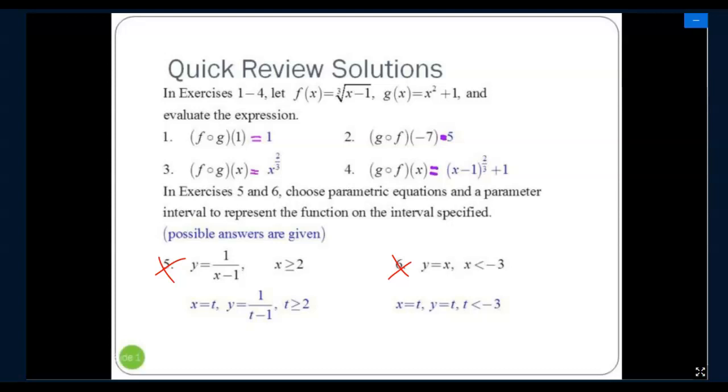Number 3, same idea. So the difference from 1 and 2 to 3 and 4 is that 3 and 4 are in terms of a variable x, where 1 and 2 are in terms of a number. So when you're looking at these problems and you're using a number, you will get a number as part of your answer. If you look at a function composition with a variable, you are going to get variables in your answer. So that's why for number 3, we get x to the 2/3. And in number 4, you get x minus 1 to the 2/3 plus 1.